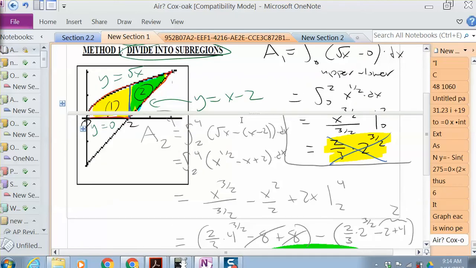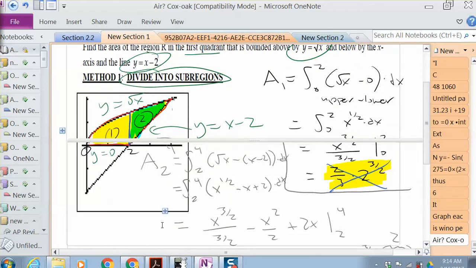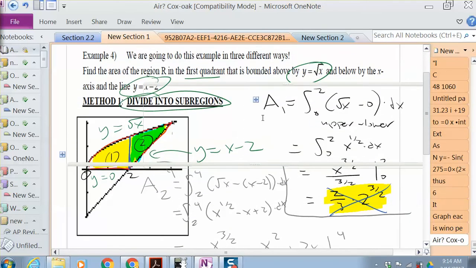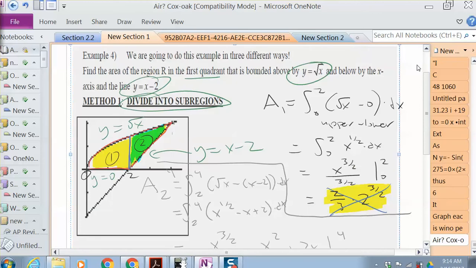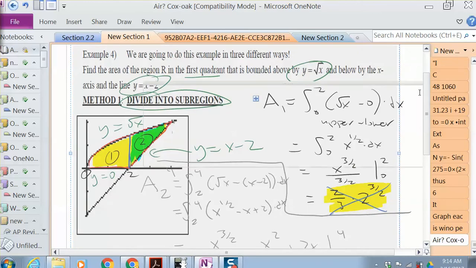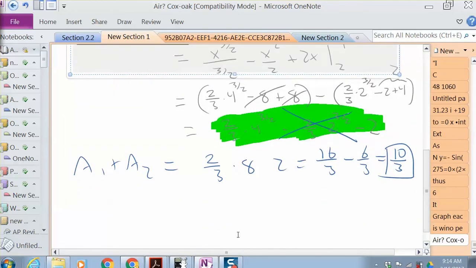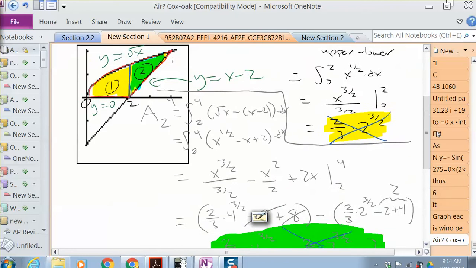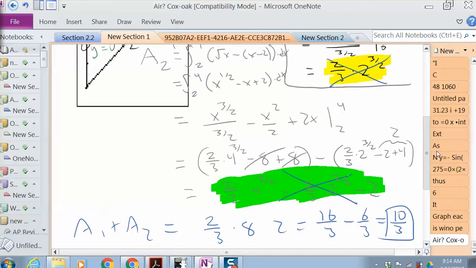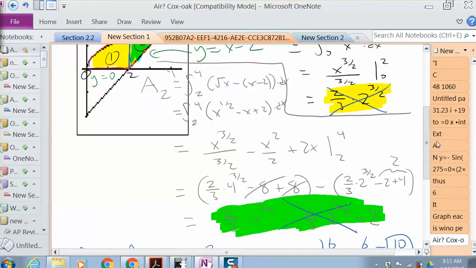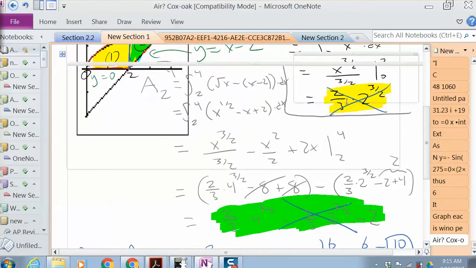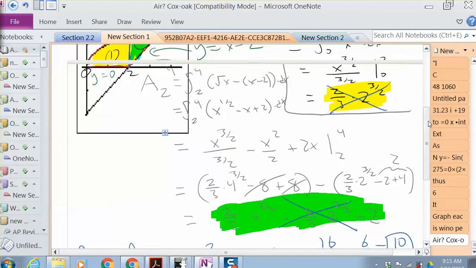But then, what are you plugging into that? Are you plugging in 0 and 4? No, I did for the first region 0 and 2, and then for the second region, I did 4 and 2. You just add those two. I'm not plugging anything afterwards. I'm just adding the stuff that's highlighted in yellow and green. But the thing is that the 2/3 times 2 to 3/2 cancels with the similar term in the other area.